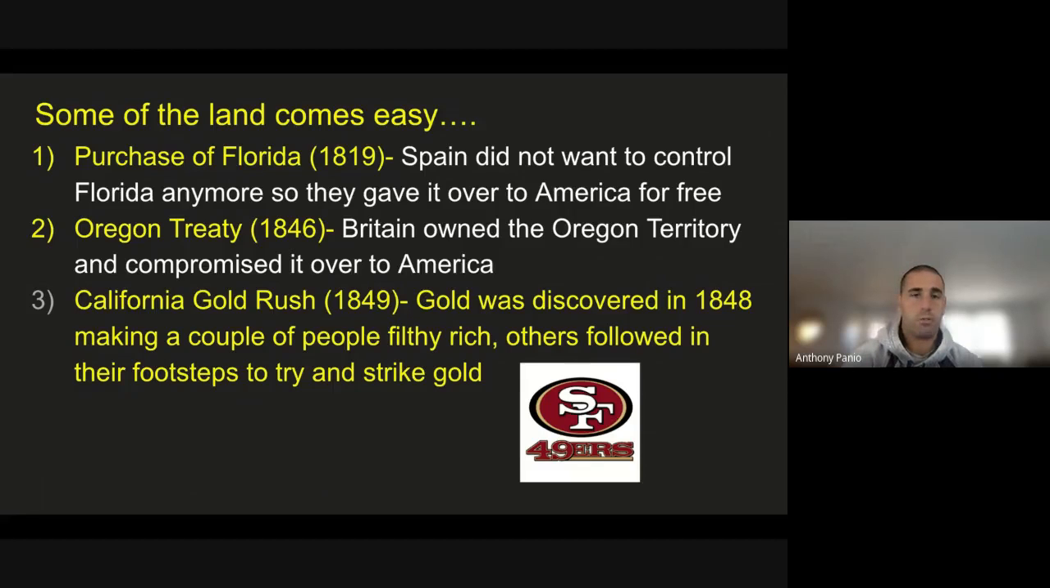In 1846, we've already mentioned the Oregon Treaty. Britain compromised it over to the United States. We paid them some money, and they gave it over to us, along with some other deals. Again, not something you need to know. However, I really think we should write down for the first time the California Gold Rush, though we will focus in more on this tomorrow.